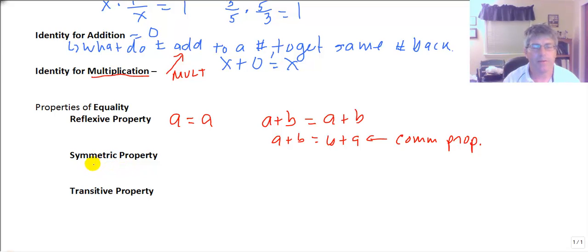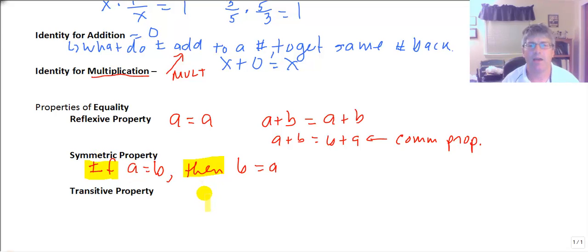The symmetric property, this one's a little bit more involved. It says, and this is of equality, if A equals B, then B equals A. And one thing about symmetric is we'll always have this if-then business in there.